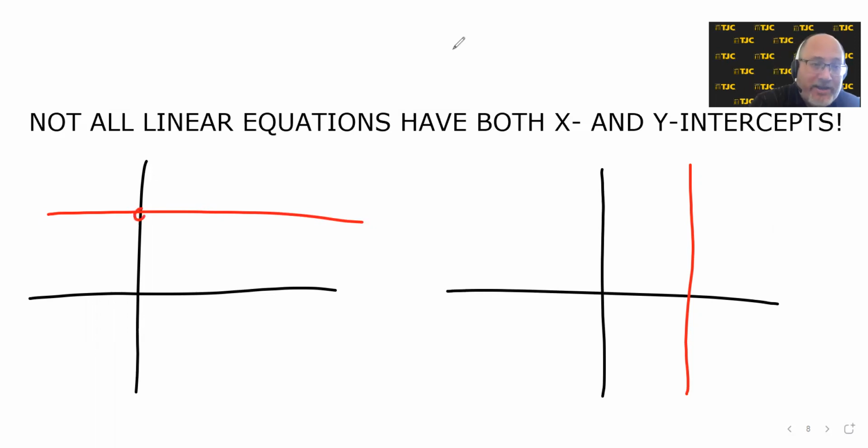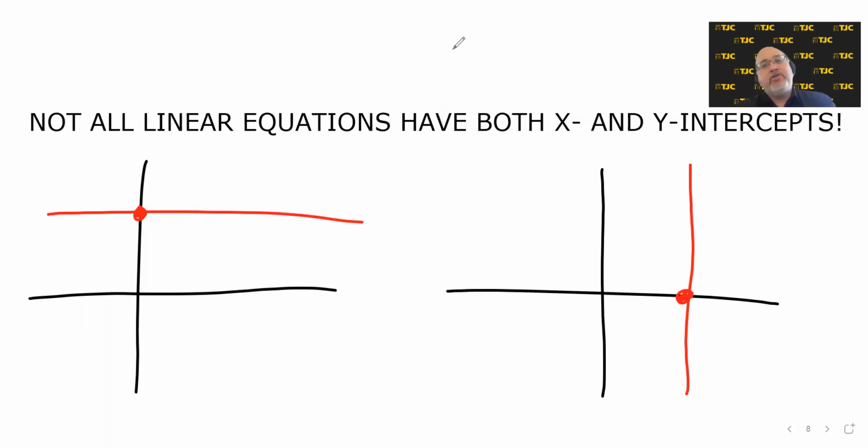This horizontal line has a y-intercept and this vertical line has an x-intercept. Is it possible to draw a line that has no intercepts? No, because if it's a horizontal line, it will hit the y-axis. And if it's not horizontal, then it's got to be tilted enough to hit the x-axis at some point. In other words, you cannot draw a line that misses both the x and the y-axis.